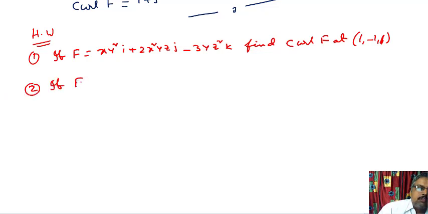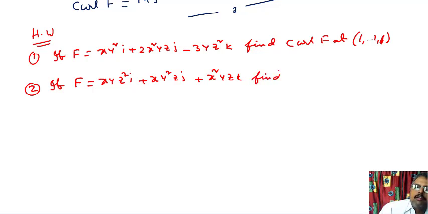In a similar way, I will give one more question. If f equals xyz square i plus xy square z j plus x square yz k, same procedure, find curl f at the point (1, 2, 3). So these two questions are homework for you.